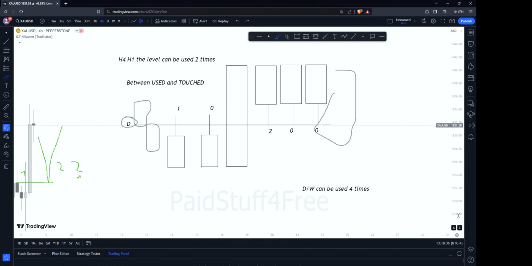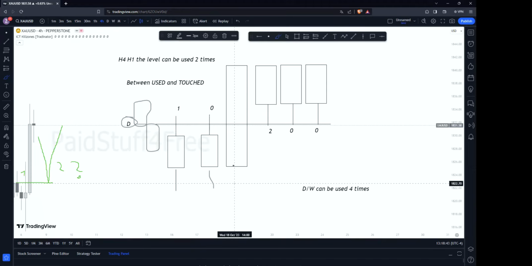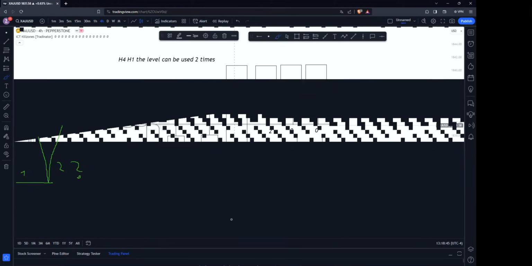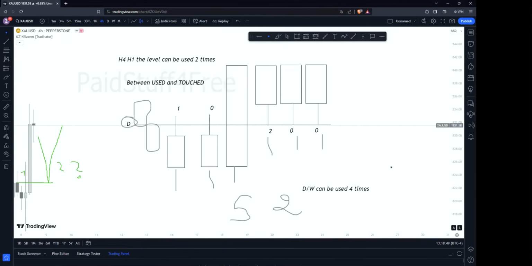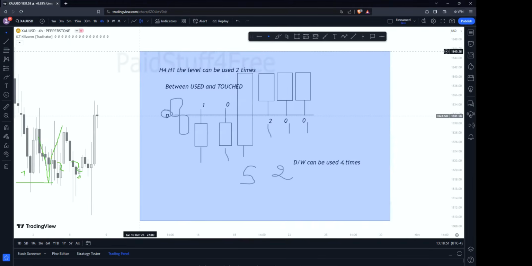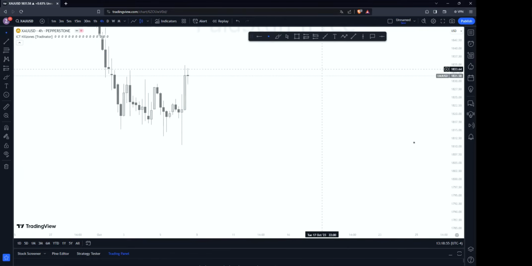Got it? Okay, so let me just give you a quick recap here. We touched it 1, 2, 3, 4, 5 times. We touched it 5 times and only used it twice. Understand now? Amazing. Any questions, guys? Come on, collaborate. Questions?